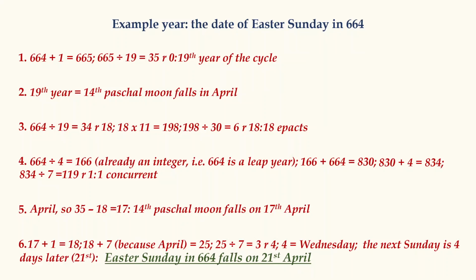If we take 2022, we find that it's the 9th year of the cycle, it has 28 epacts and 4 concurrents. This gives a date for the 14th Paschal moon of Wednesday the 7th of April, which makes Easter Sunday the 11th of April. Now, if you look up the date of Orthodox Easter in 2022, the internet will tell you that it's the 24th of April. So what's gone wrong? Well, the internet is converting the date in the Julian calendar to its Gregorian equivalent. If you look at a calendar, you'll see the 11th of April isn't even a Sunday.